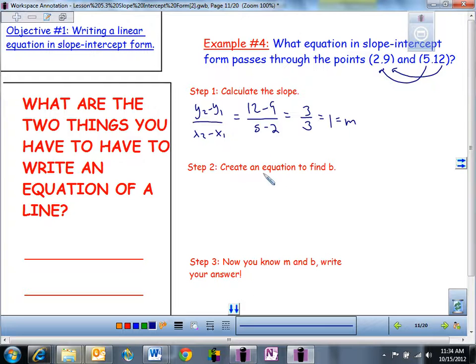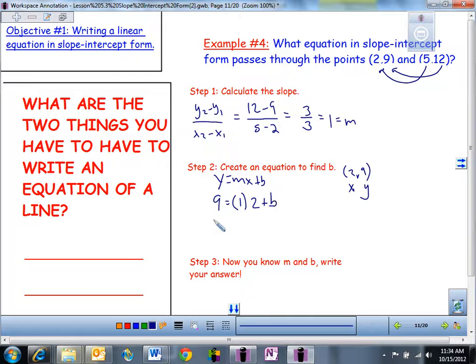Then we have to find our b value. So we're going to go in the form y equals mx plus b. And let's pick a point. I'm going to pick the first point because it has smaller numbers. So this is my x, and this is my y. So if y is 9, my m we found above to be 1, and our x is 2, and b is what we're trying to figure out.